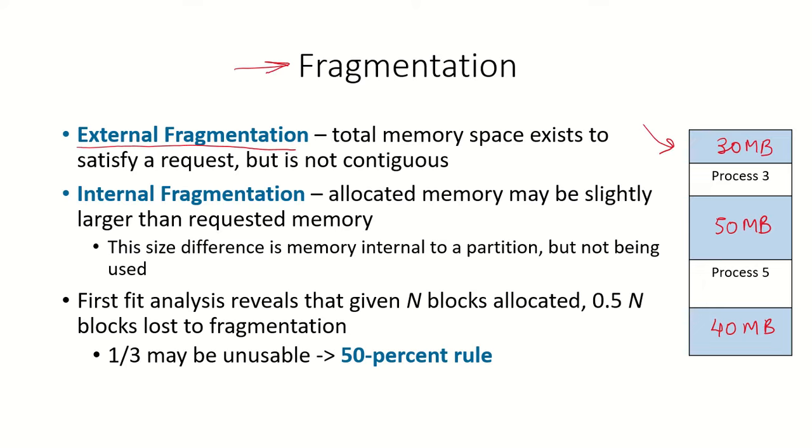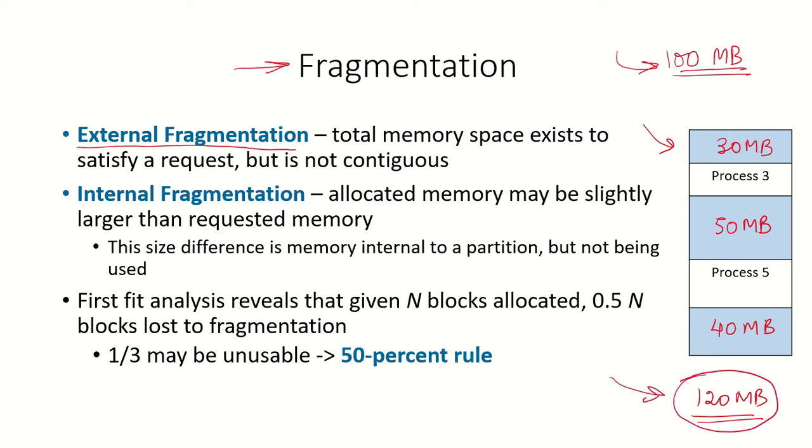So the total over here right now, if we see, is 120 MB in holes. But let's say that a requirement for a process comes which is of 100 MB size. So a process comes which requires 100 MB. So even though the total available space in the memory is 120 MB, it is unable to fulfill this new request of 100 MB which has come in, because these holes are scattered all over the memory.